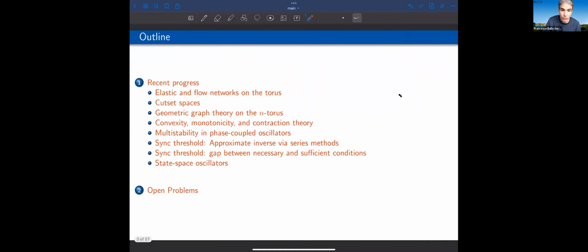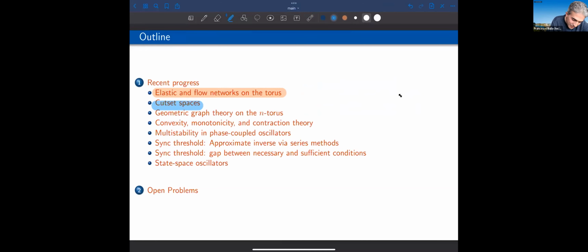Let me tell you a story today. It looks like it has many chapters, but they're all hopefully not too complicated. First of all, I will just tell you in its simplest form what are the models that I am interested in: elastic and flow networks on the torus, I'll call them that way. Then I'll show you some tools that we've been developing and that I've noticed very few of you are using. So I'm kind of offended by that. I'm just kidding. Anyway, so cut set spaces and projections.